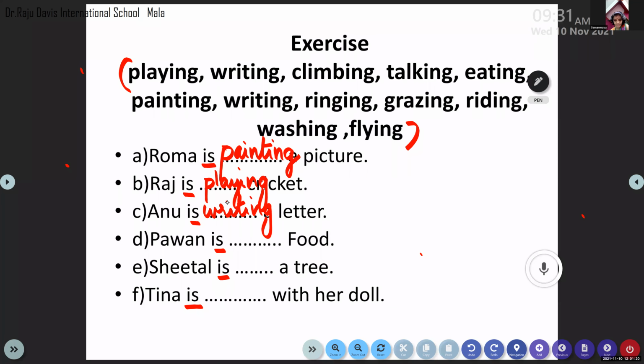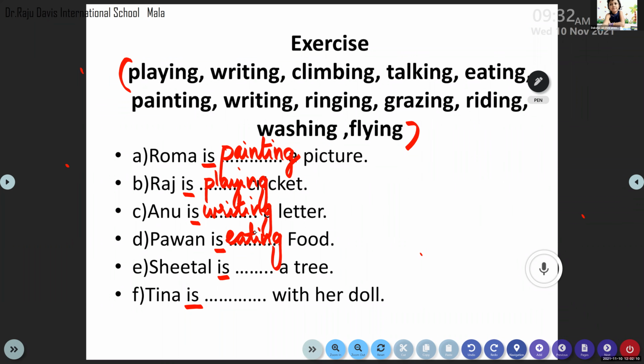Yes. Anne Catherine, come on, Anne. Yes, ma'am. Come on, read the question. Pavan is dash food. So, what do we write there? Eat food. Yes, the word is given there. Eat. Come on, read. Pavan is eating food. Very good. Okay, all of you, please do write it. Pavan is eating food.